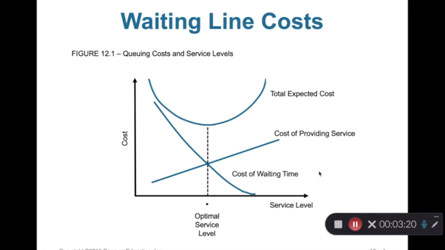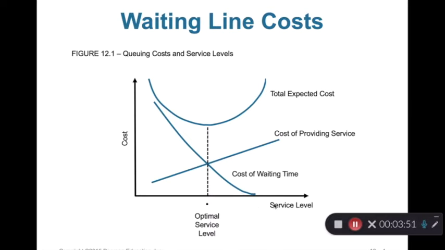Let's look at this picture. You can see this graph, right? Horizontal axis shows the service level, vertical axis show the cost. We want to check out the relationship between the cost and the service level. You can see here there are two kinds of the cost: the service cost and waiting the cost. And then we have a total cost. We add the cost of the services and cost of the waiting together. That will be the total expected cost.